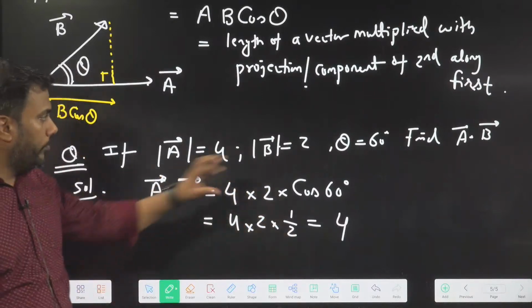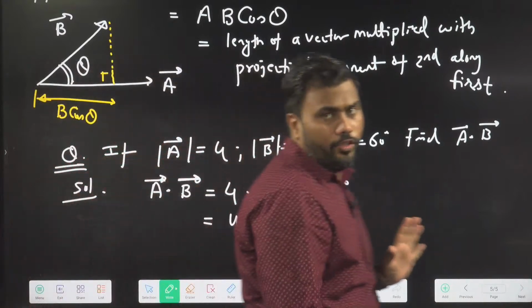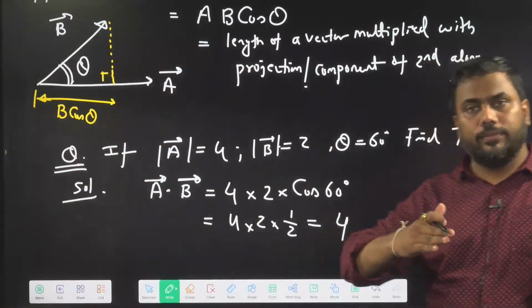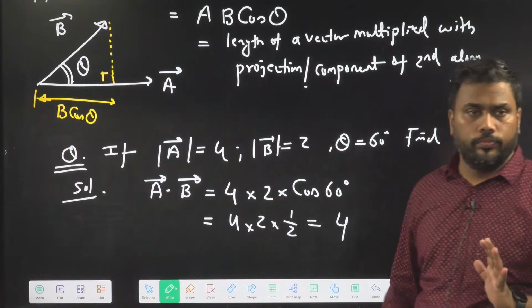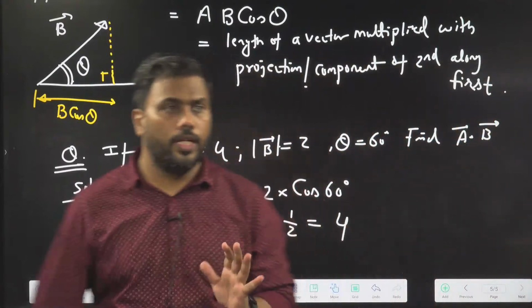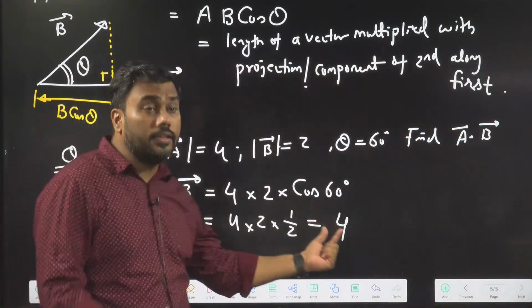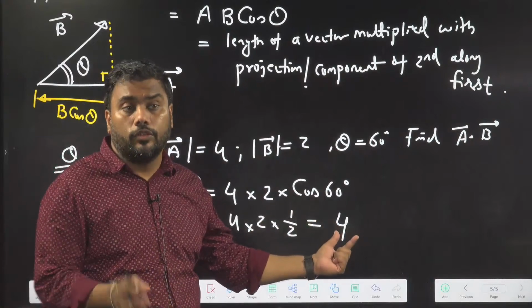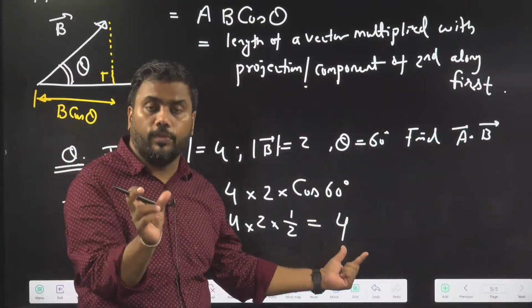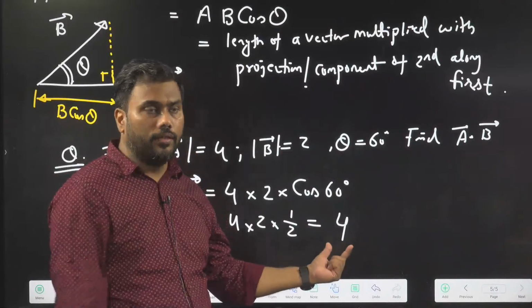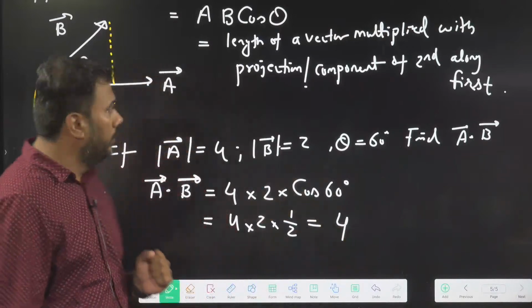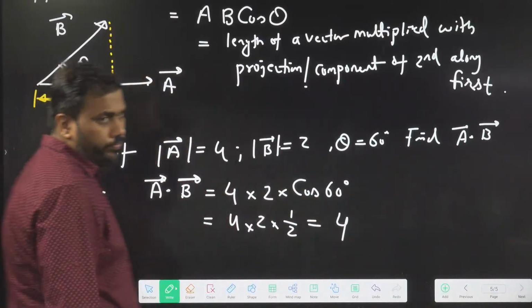Okay, we now know how to calculate the dot product. The lengths of the two vectors must be known and the angle between them must be known. You can also see that this answer is a number. The dot product of two vectors always gives you a number. It's a scalar, that's why it is named scalar product.